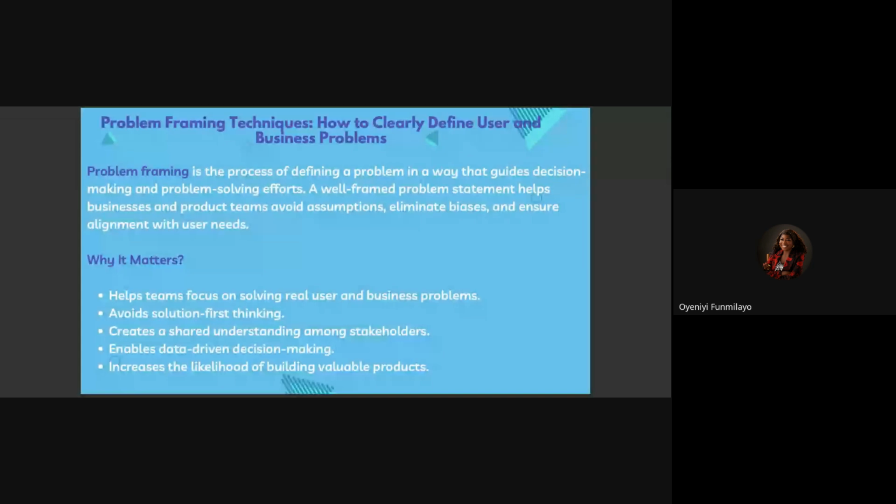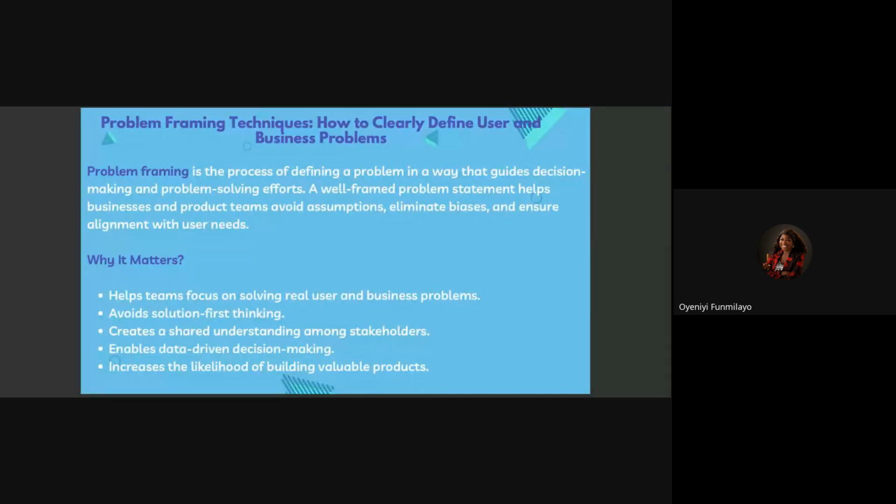One is because we want to help the team focus on solving the real user and business problems. There are a lot of problems, do we agree? Yes. But there are problems that are from real users, not from what the CEO thinks is a problem. So when we frame our problems properly, the team will be able to focus on the real user and then the business problems, not opinion-based problems, right?